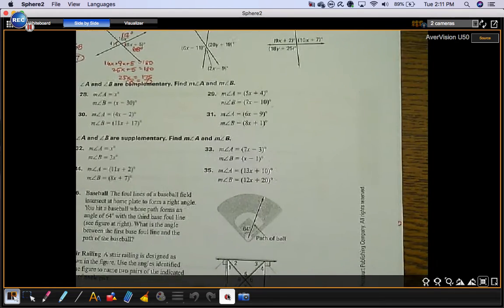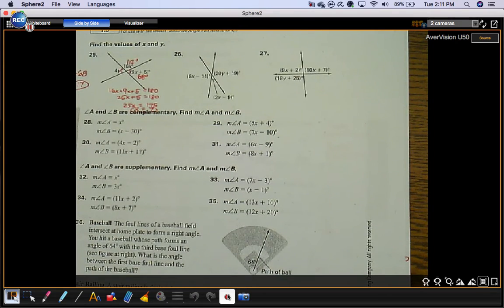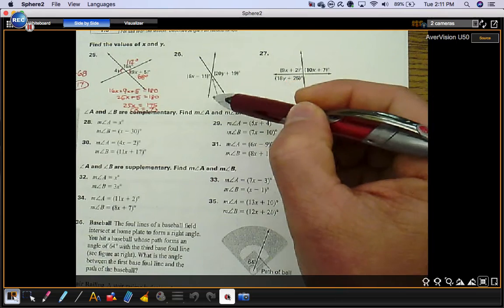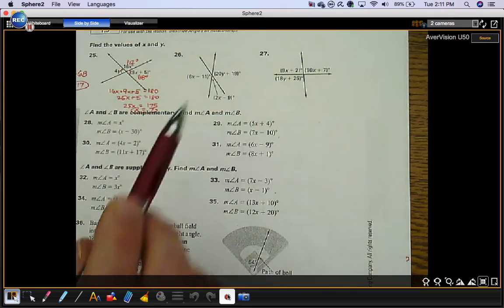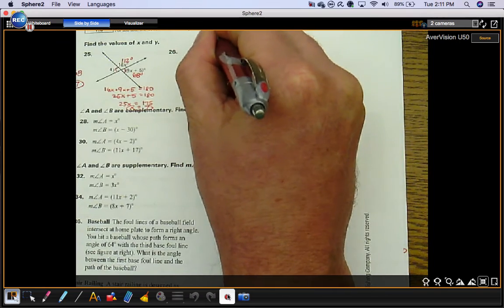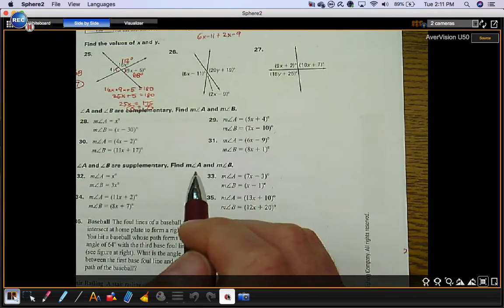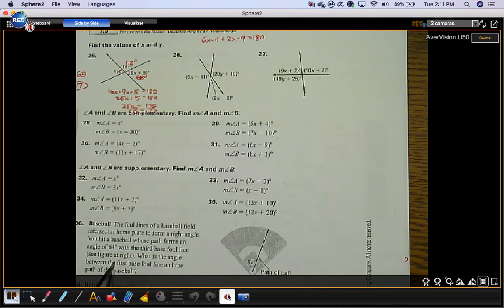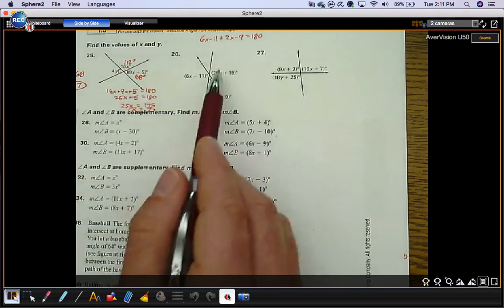26 and 27 are going to be basically the same thing. I'll set up the equations and then maybe you guys can solve them. We have a linear pair. We have vertical angles. Find the two that have the variable in common. 6x minus 11, 2x minus 9, that's a linear pair. So that means if you add them, it's going to add up to 180 for you. Now, if you solve this for x, you can plug it back in, and then you can figure out what y is.